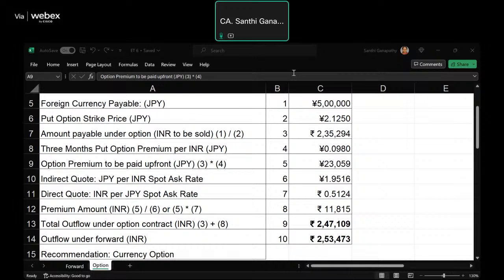So we have given our recommendation. Now, as I was telling you, how do we decide whether it is an exchange traded option or an OTC option? Exchange traded options will specify 4 things. It is standardized for 4 things.